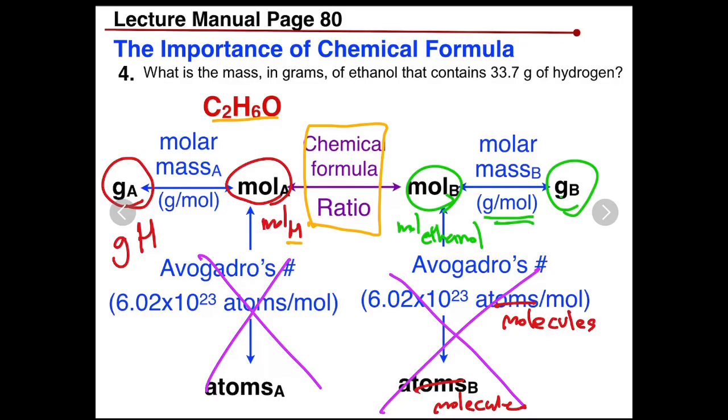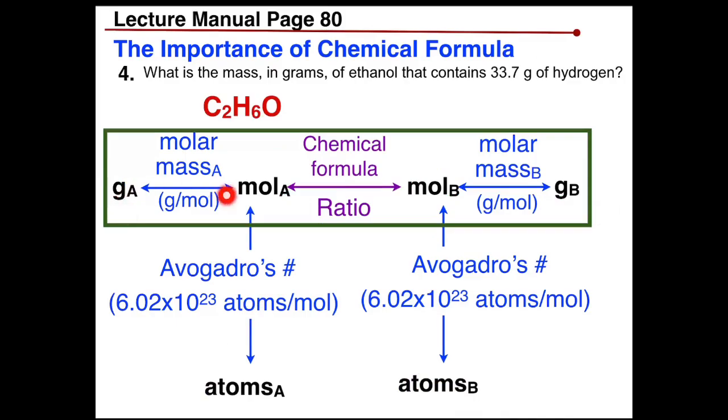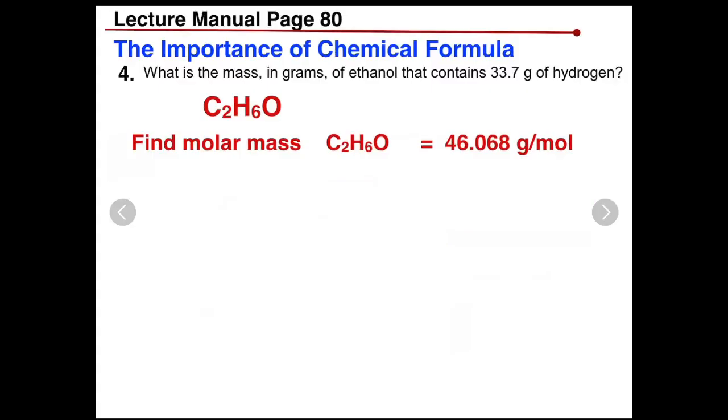So that means the route that we are going to take to go from grams of hydrogen to grams of ethanol would be the top part right here: convert grams to mole, mole to mole, and mole to grams again, by using the different molar masses of different species and using the chemical ratio to connect those two species. So what do we mean by that? I'm going to find the molar mass of ethanol, which I already did, so add all of these elements together. This is the grams of 1 mole of this.